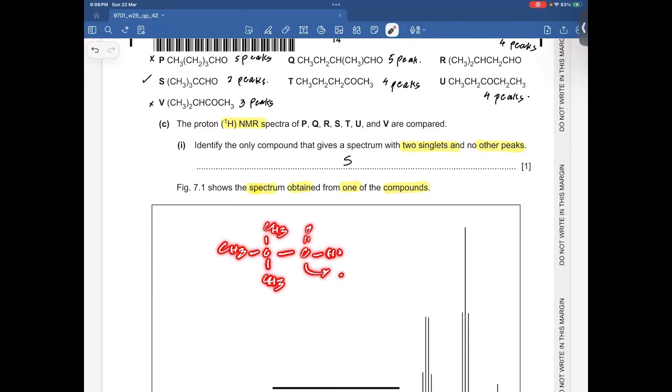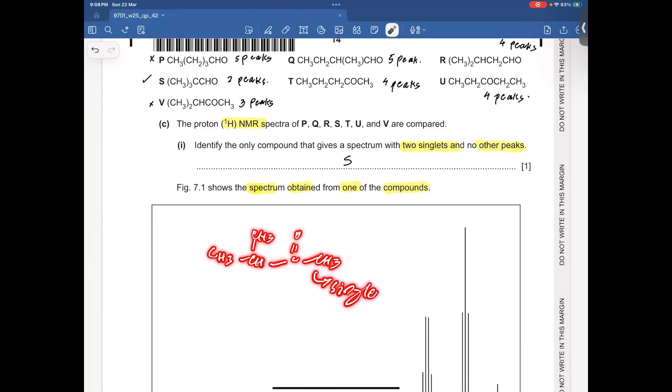So this is going to be singlet. There is no singlet in this spectrum, which means it is also incorrect. Now let's talk about this one. CH3, CH, CH3, CO, CH3. Now this CH3 will give you singlet, and there is no singlet in this spectrum, so it's going to be incorrect again. My goodness.